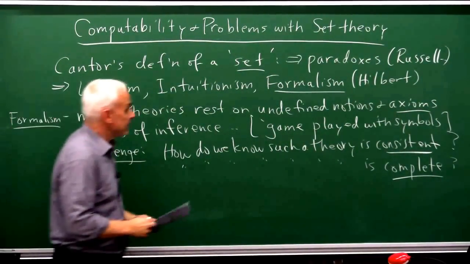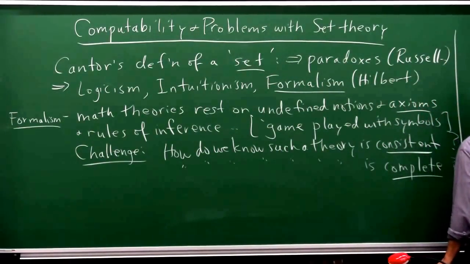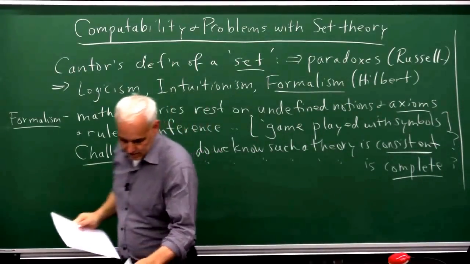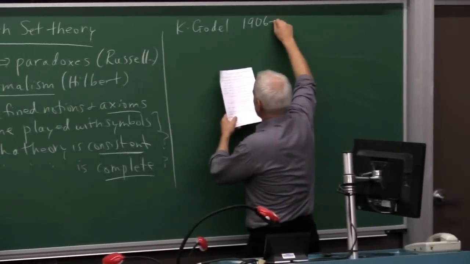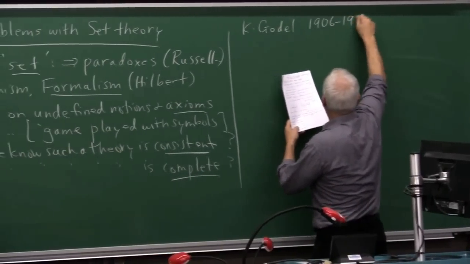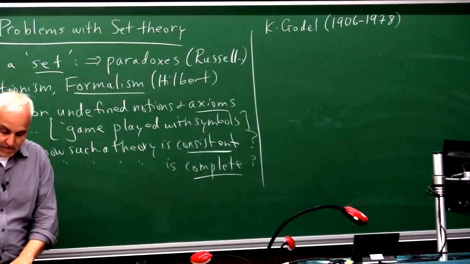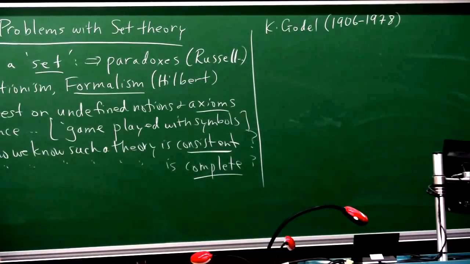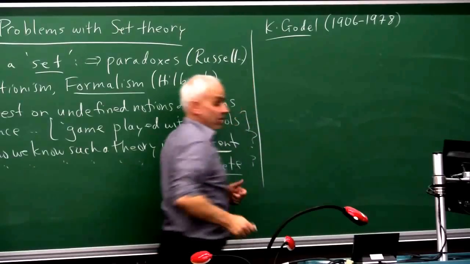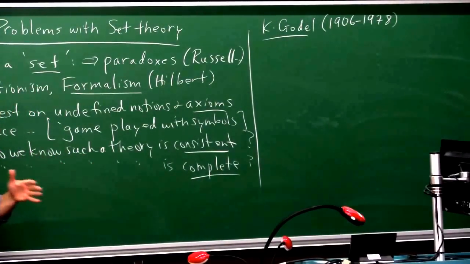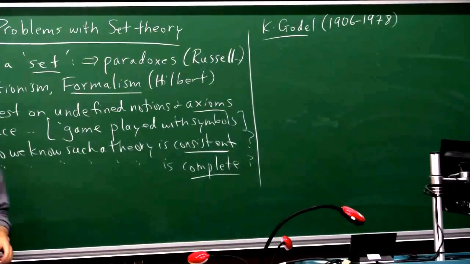But this was all shot down by the work of Kurt Godel, who we mentioned last time, whose dates are 1906 to 1978. An Austrian mathematician who ended up spending a lot of time at Princeton in the States. So he proved some rather remarkable results that really led to a lot of soul searching amongst mathematicians of the day. These were considered very shocking developments.